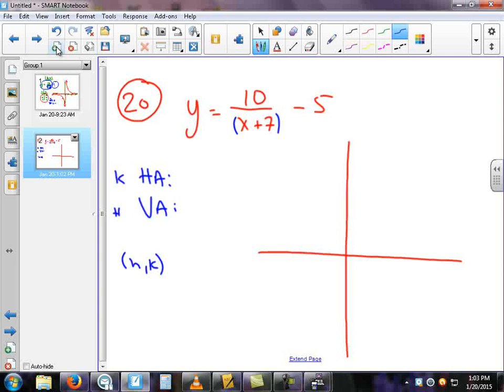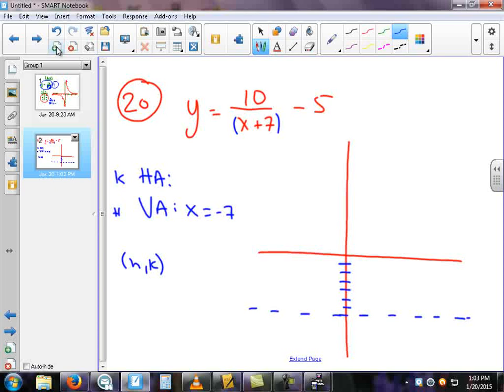So I'm thinking, what would make that denominator 0? Because that's a bad thing. I'm trying to avoid that because I don't know how to divide by 0. So a negative 7 there would work. So here I'm going to say, for my vertical asymptote, x equals negative 7. So I'm going to come down here, 2, 3, 4, 5, 6, 7, and I'm going to draw in that dotted line.